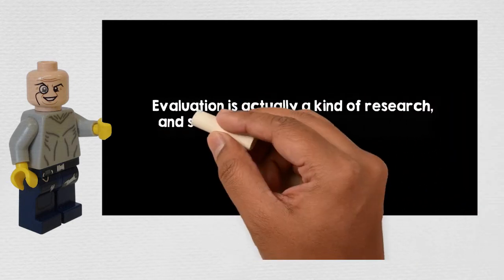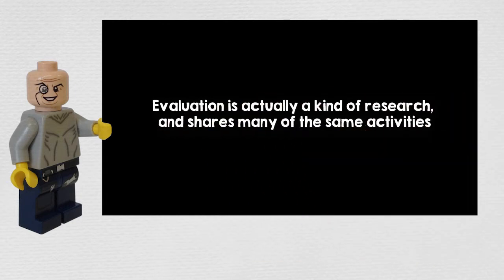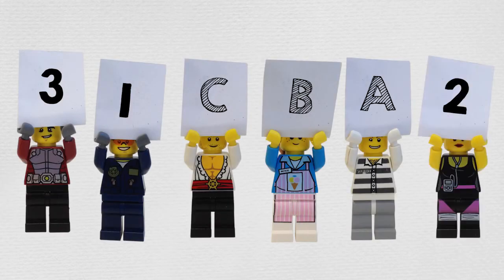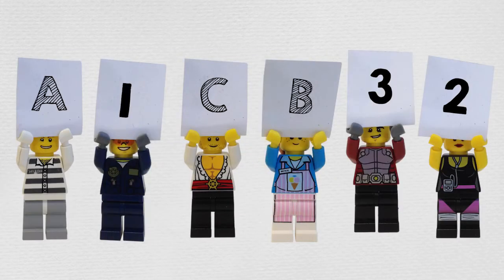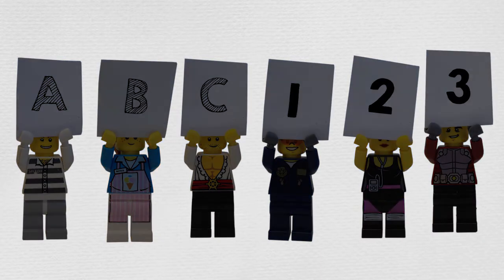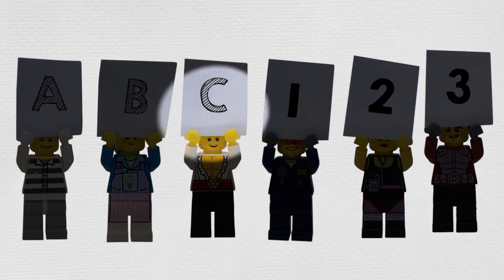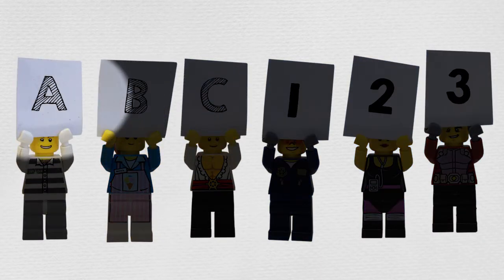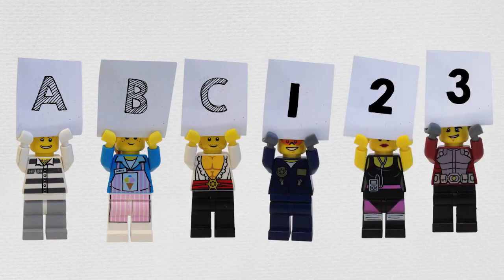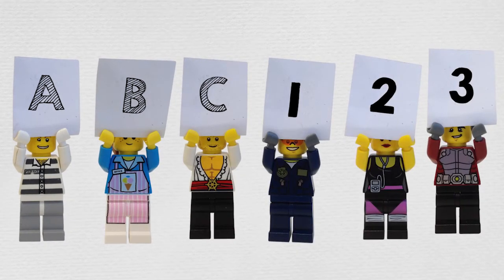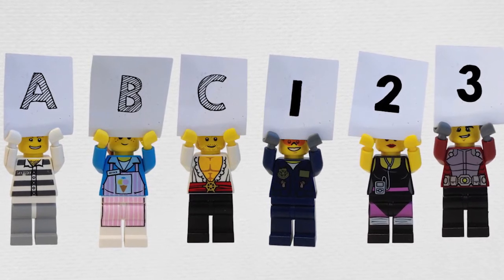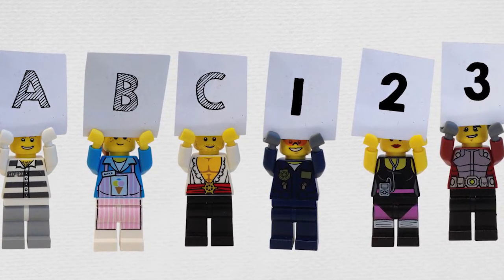Evaluation is actually a kind of research and shares many of the same activities. Both research and evaluation investigate something in a planned and systematic way. Both aim to increase what we know about something. Both gather and try to make sense of information or data. However, while evaluation is a kind of research, not all research aims to evaluate something.